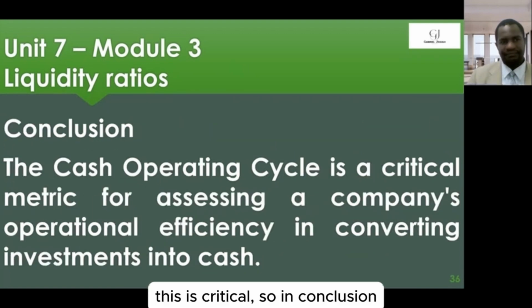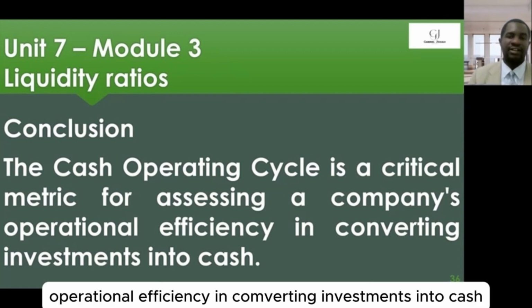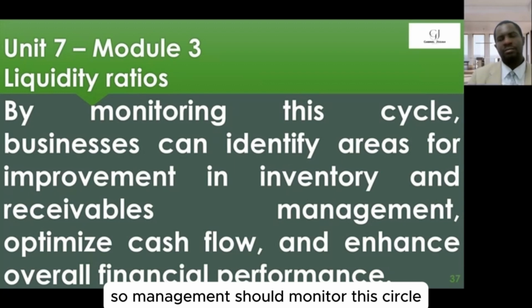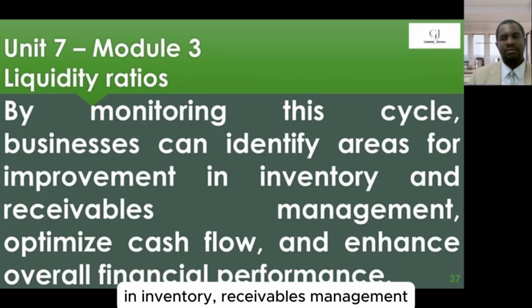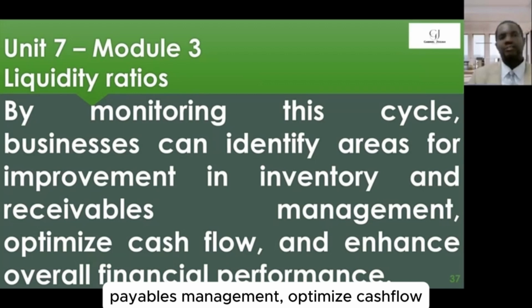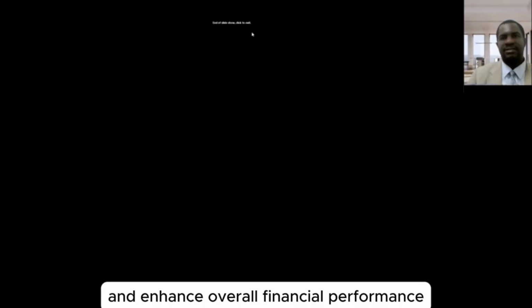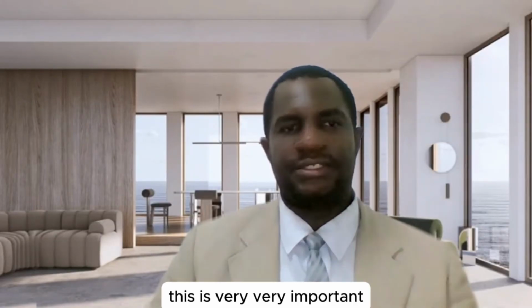This is critical. So in conclusion, the cash operating cycle is a critical metric for assessing a company's operational efficiency in converting investments into cash. So management should monitor this cycle. Businesses can identify areas for improvement in inventory, receivables management, payables management, optimize cash flow, and enhance overall financial performance. This is very, very important.